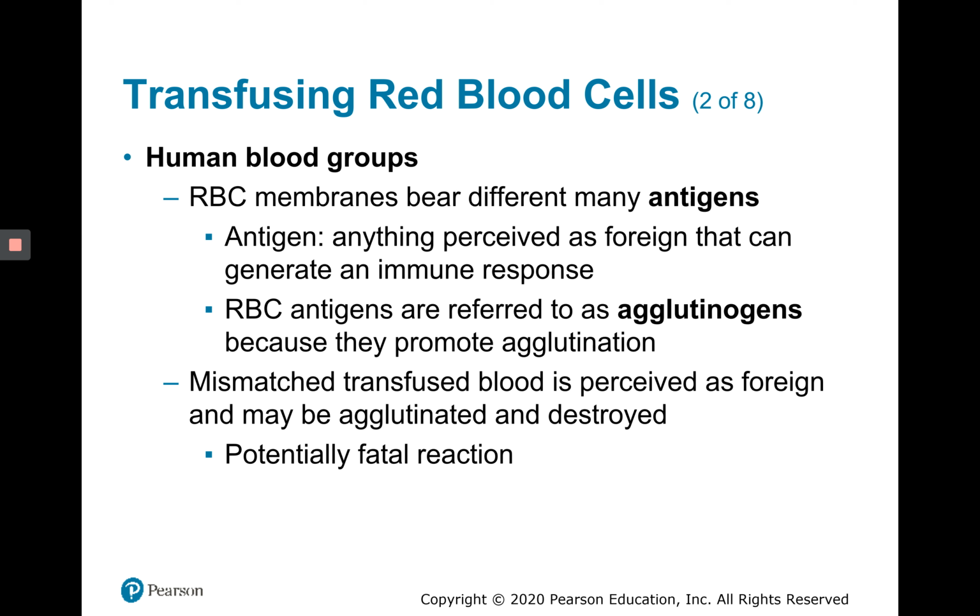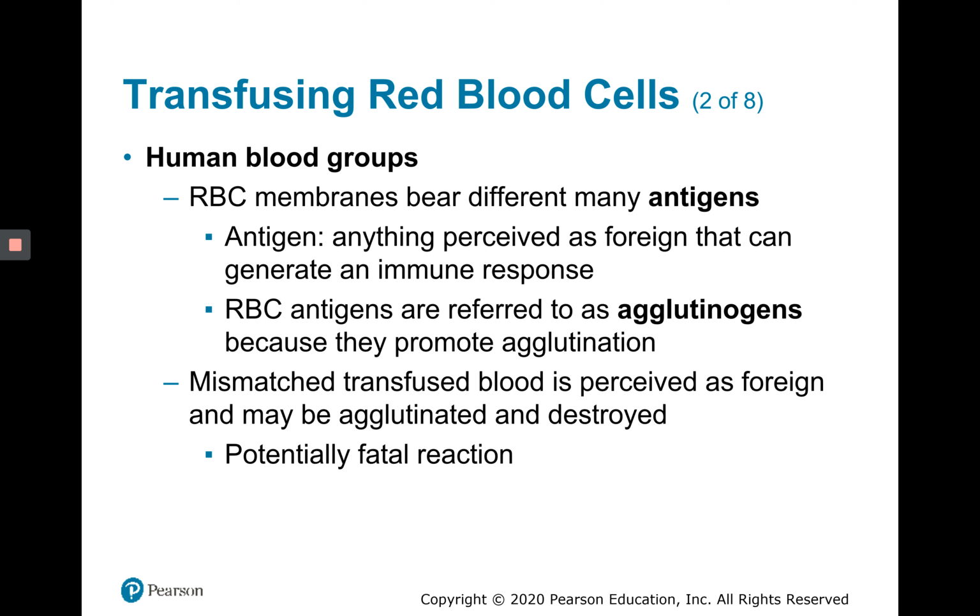An antigen is anything perceived as foreign that can generate an immune response. Now, these antigens on a red blood cell, as long as they're in your body, they're self-antigens, and your body won't mount an immune response against them. But say you were to give your blood to someone, and they didn't have the same type of blood as you. Well, then the antigens, the tiny molecular flags on your red blood cells, would be viewed as foreign to this other individual that doesn't have the same blood type as you.